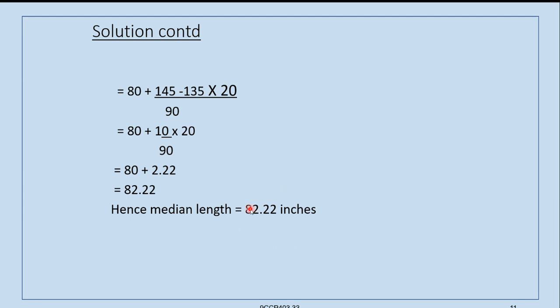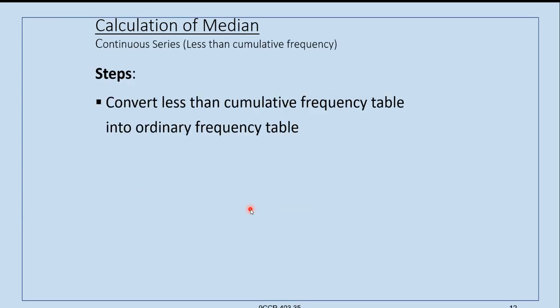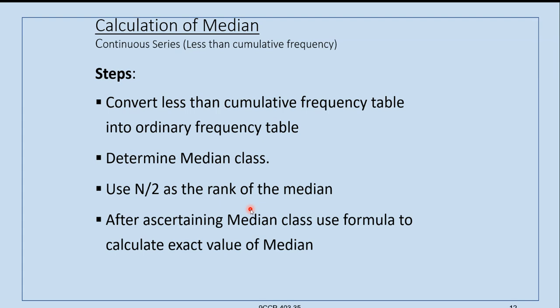So this was the problem which we have seen earlier. So please correct yourself and take the correct example solution. So coming to this lesson, the first topic is calculation of median, again in continuous series, when less than cumulative frequency is given.